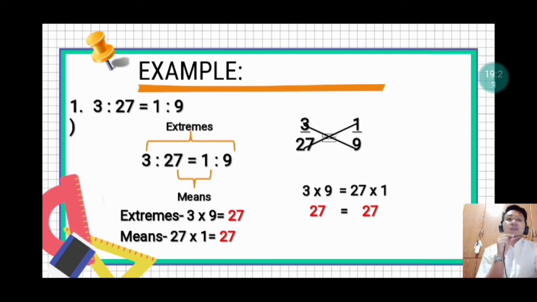You got an equivalent result. Okay? Therefore, you can say that this example or these ratios are an example of a proportion because they are equivalent. You've got 27 on both ratios, okay?